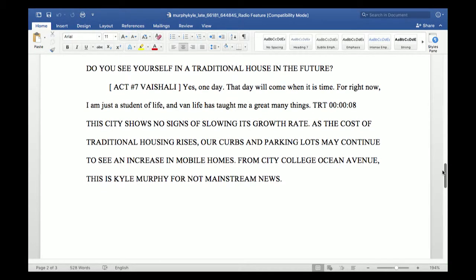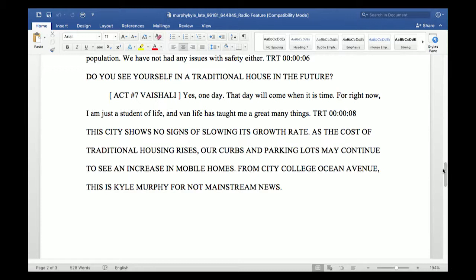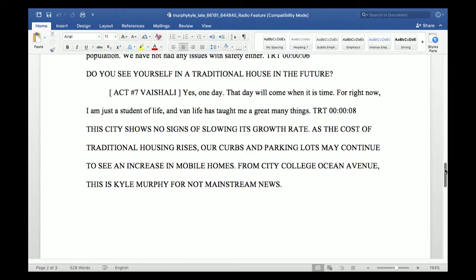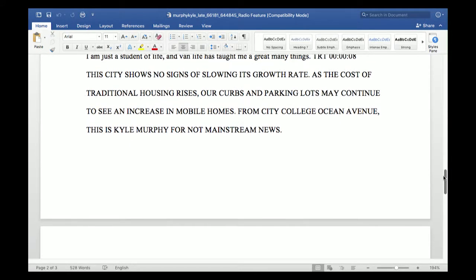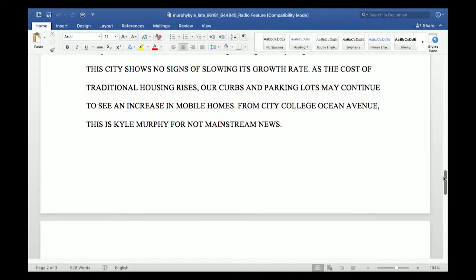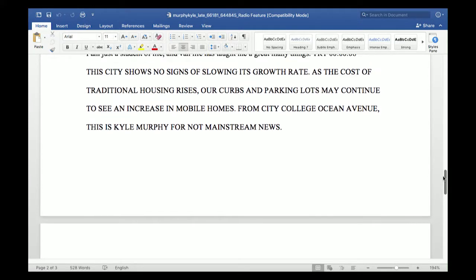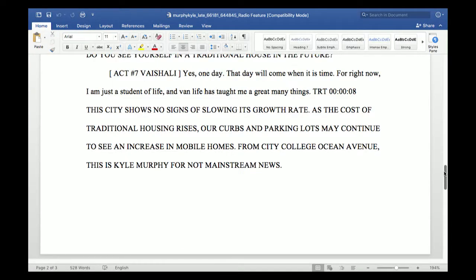Do you see yourself in a traditional house in the future? Yes, one day. That day will come when it's time. For right now, I am just a student of life, and van life has taught me a great many things. The city shows no signs of slowing its growth rate. As the cost of traditional housing rises, our curbs and parking lots may continue to see an increase in mobile homes. From City College, Ocean Avenue, this is Kyle Murphy for non-mainstream news.